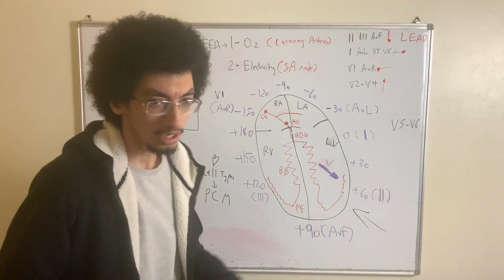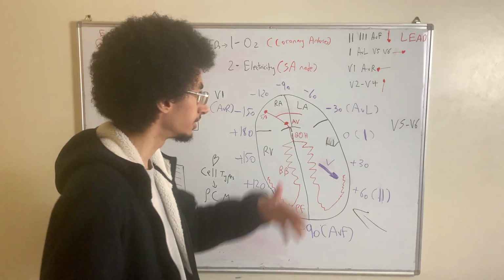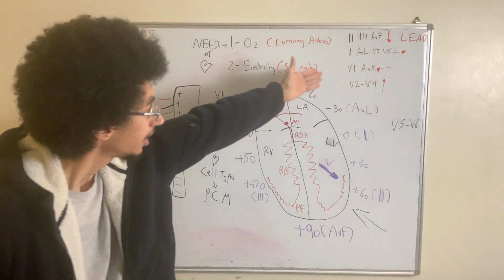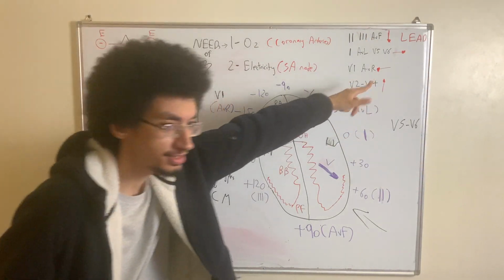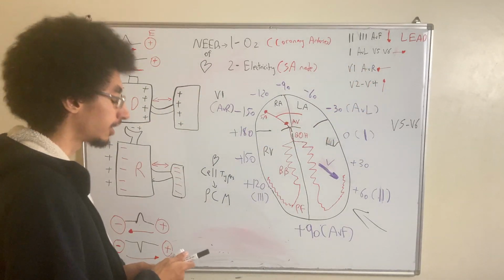Now we've revised the basic physiology of the heart, as well as the leads, and each of them. And of course, here's a summary of them: inferior leads, lateral leads, right-sided leads, and anterior leads. That's the summary of all the leads.